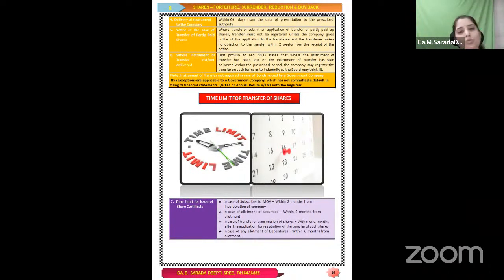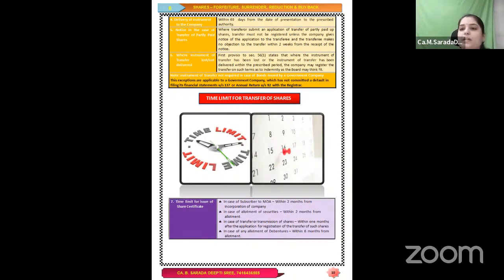Okay, this is only in case of partly paid up shares. The company will issue notice to the transferee asking whether he knew that the shares being transferred are partly paid up, and whether he will be able to pay the balance call money. If the shares are fully paid up, then no notice is sent to the transferee, as nobody is liable to the company.